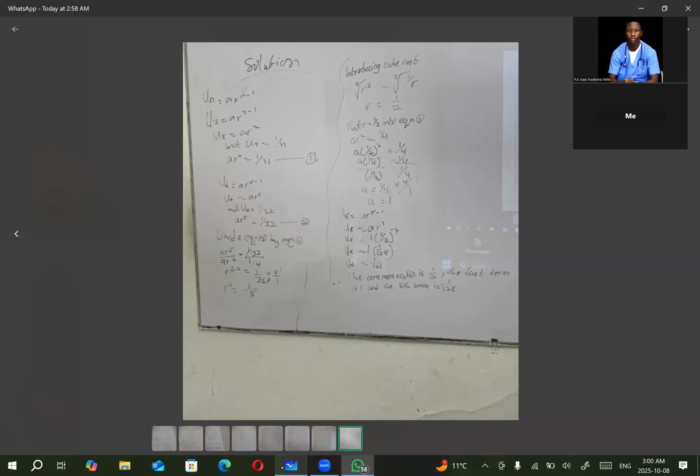Now a into bracket 1 over 2. You replace that 1 over 2 for the r, squared equals 1 over 4. So you have a in bracket, the square of the fraction, so it will be 1 squared over 2 squared, which is 1 over 4. Now you divide by 1 over 4. A is equal to 1. So that is it.